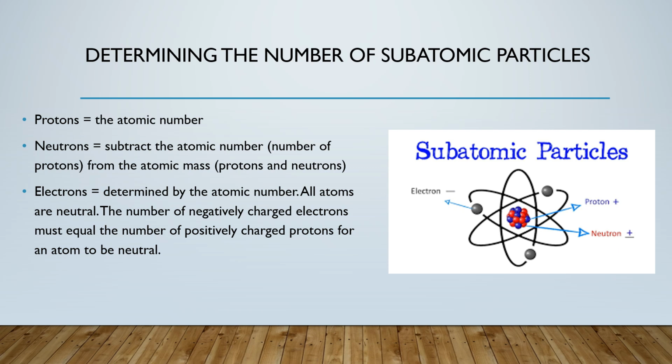The number of protons is equal to the atomic number. Electrons are the same as protons in a neutral atom. Atoms are neutral, so the number of electrons is equal to the number of protons. Neutrons is equal to the atomic mass minus the atomic number. So mass equals protons plus neutrons.